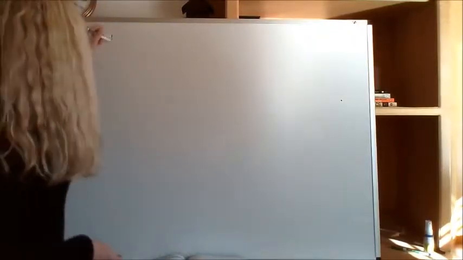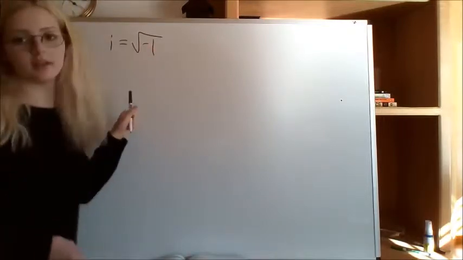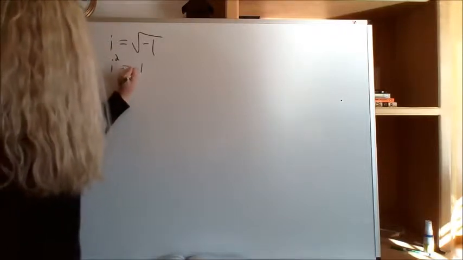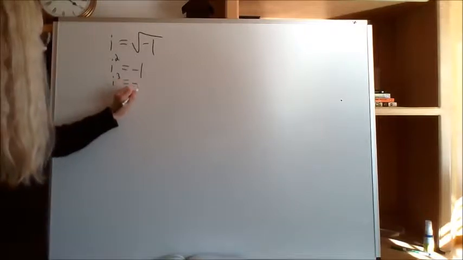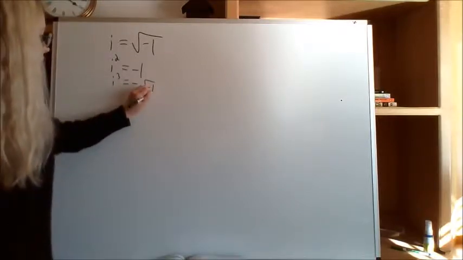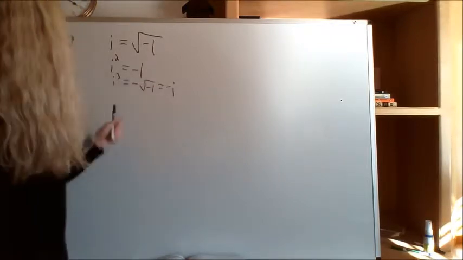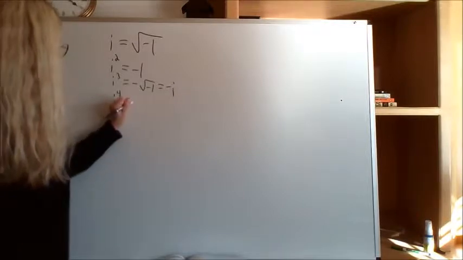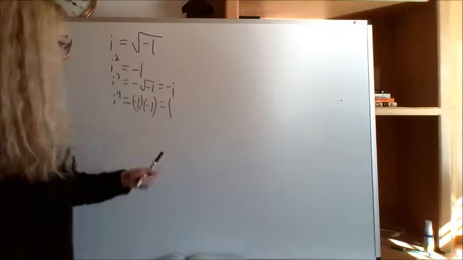Hi, today we're going to talk about i. i equals the square root of -1, which means that i squared equals -1 and i to the third power equals negative square root of -1, or you can also write this as -i. And this means that i to the fourth will be -1 times -1, which is 1.